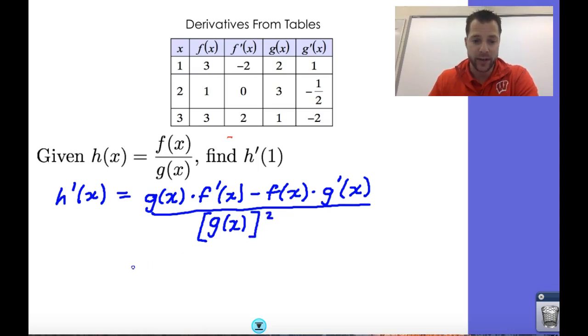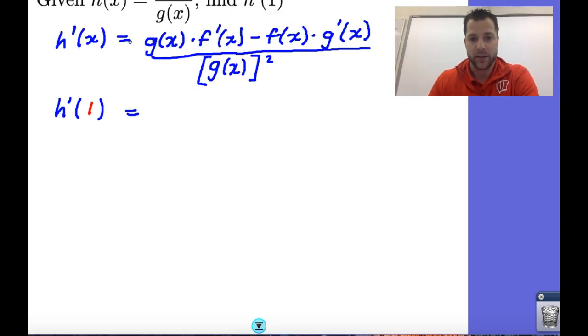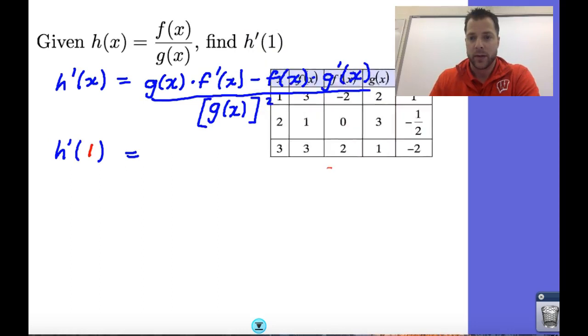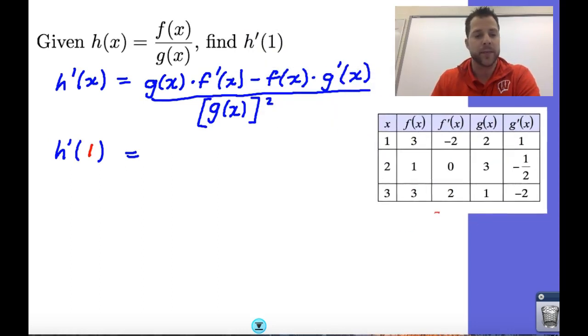Great, now I got the derivative, and I want h prime of 1. So I'm going to go ahead and do that. I'm going to extend the page down. Let's grab the table. Let's go back up here. There we go. So now we got the table down here. Let's go ahead. So we want g of 1.